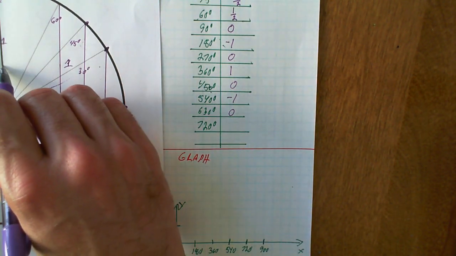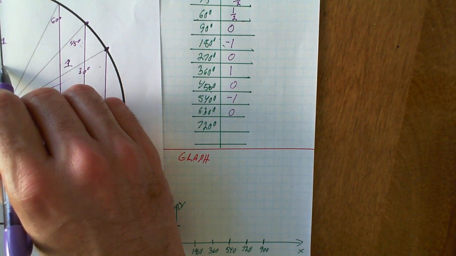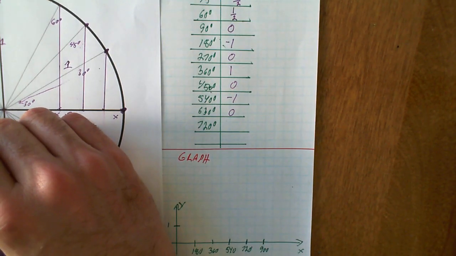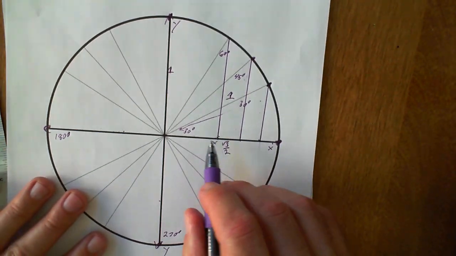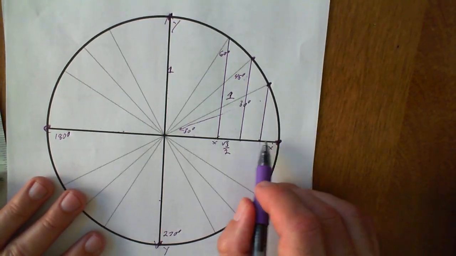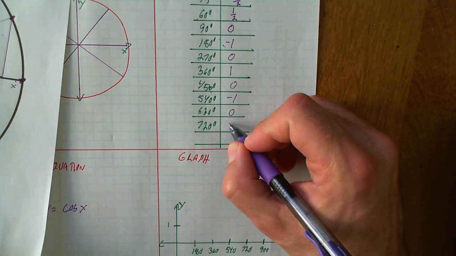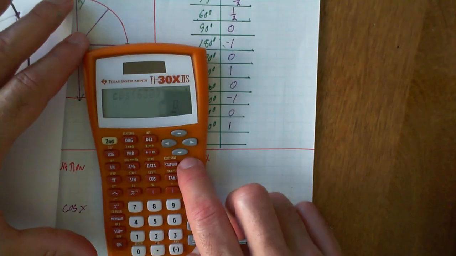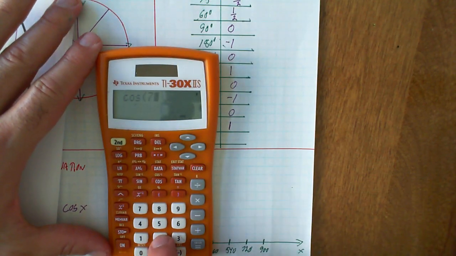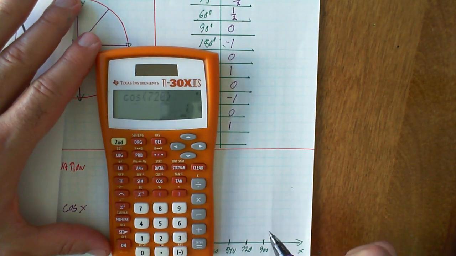Okay, and then finally, go around twice is 720 degrees. 360 plus 90 is 450. Plus 90 is 540, plus 90 is 630, 720 degrees. How far over are we to get to this point? We got to go +1. So we hit 720, +1. If you don't believe me, do cosine of 720, and we get 1.